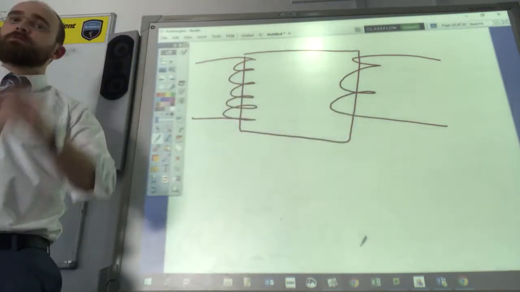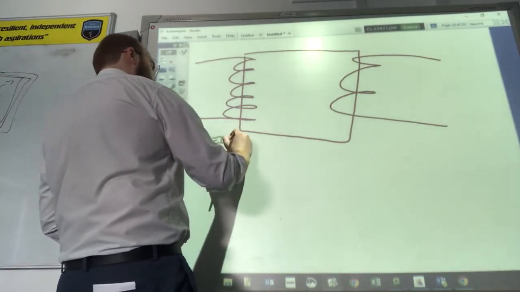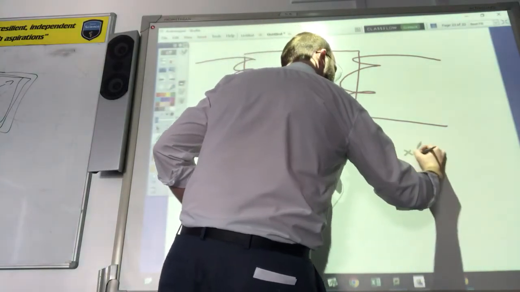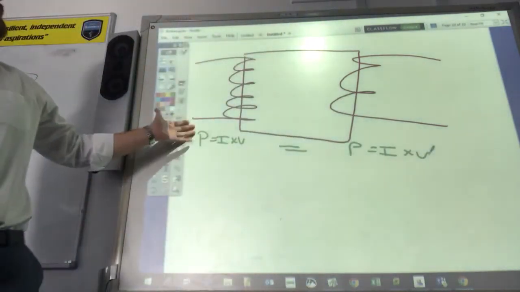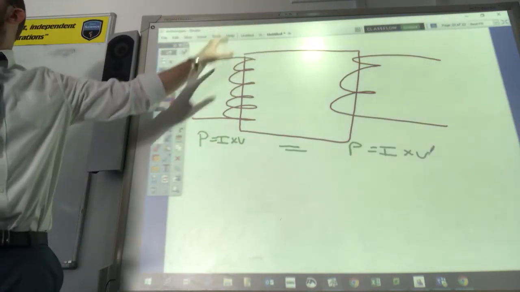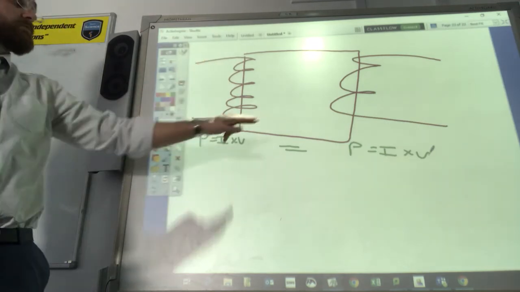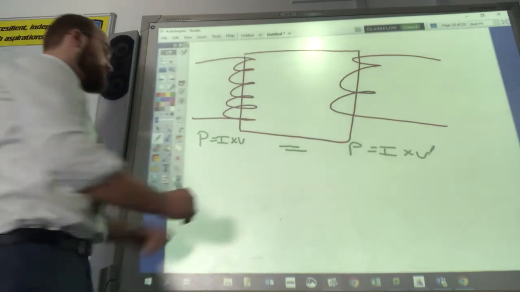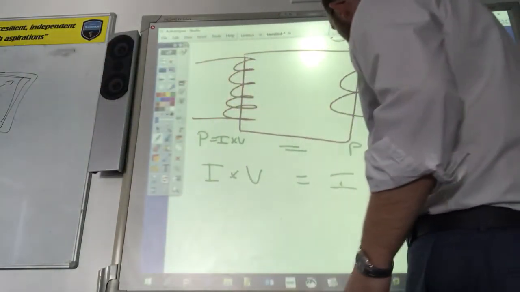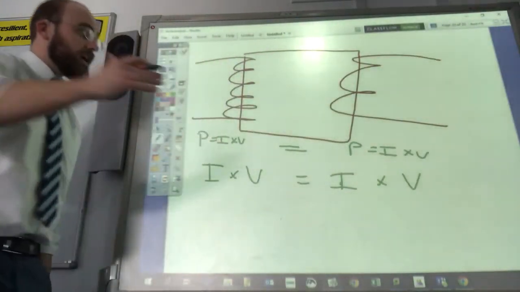We assume that transformers are 100% efficient. So, P equals I times V over here will be equal to the power over here. Now, if I want to figure out what the voltage will be on the secondary coil, or the current in the secondary coil, or how much current I need to have here to make the secondary current a particular amount, I just get rid of the P's. So I would say that the current over here multiplied by the voltage is equal to the current over here multiplied by the voltage.